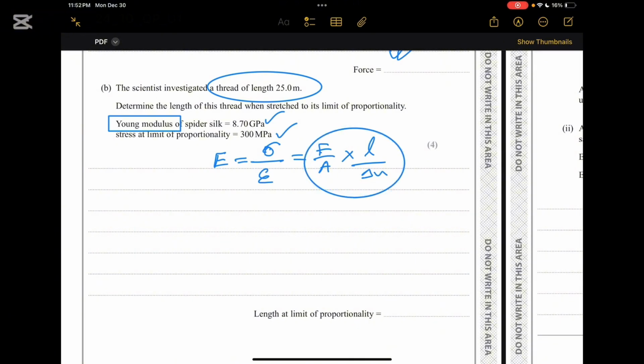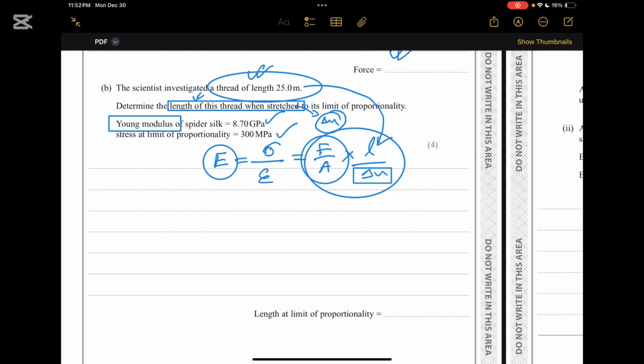So what they have given us is the length, the Young modulus, this value, and the strain. This is the strain value, and they have asked us to find the length of this thread. So this is the del x value which they have asked us to find, the length of this thread when stretched. There is a distinction between this line and this line. They have said here thread of length, and in the second part length of this thread when stretched. When stretched means it's about the del x part.